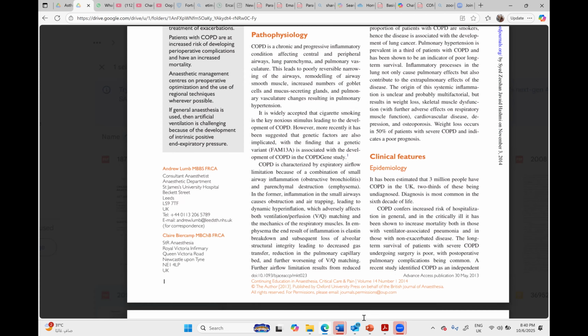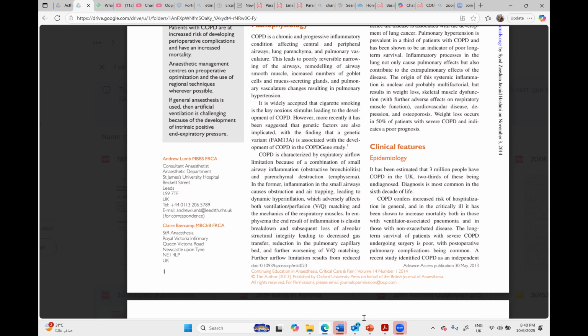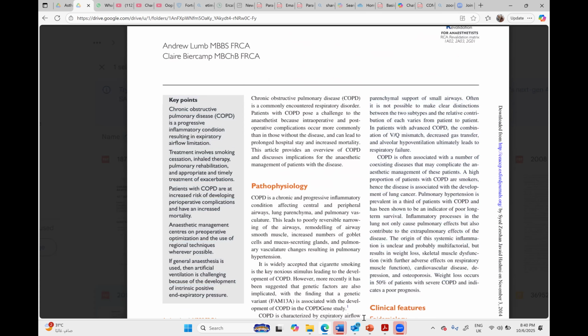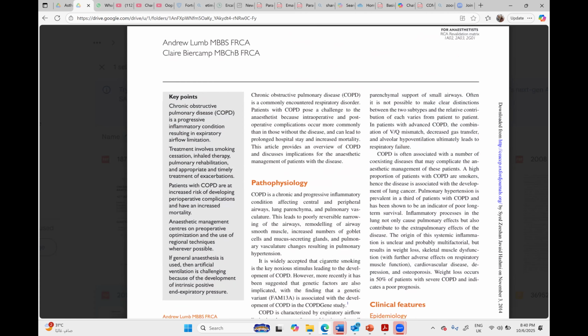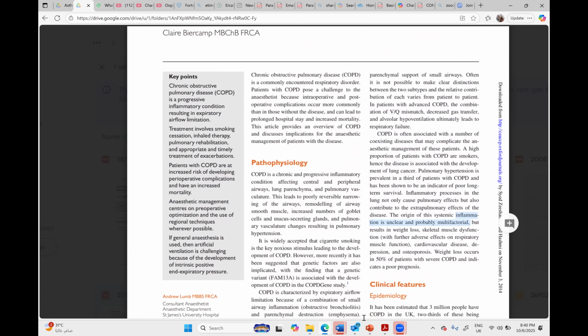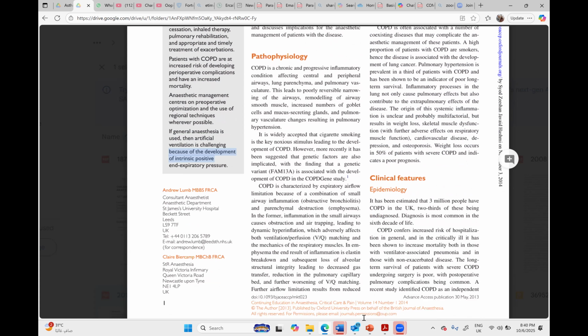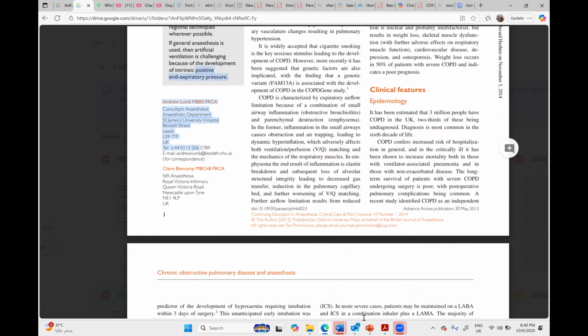Further airflow limitation results from reduced parenchymal support of small airways. Often it is not possible to make a clear distinction between the two subtypes. Okay, that's what I was telling. So the rest of the things we have discussed, usually they have a combination.